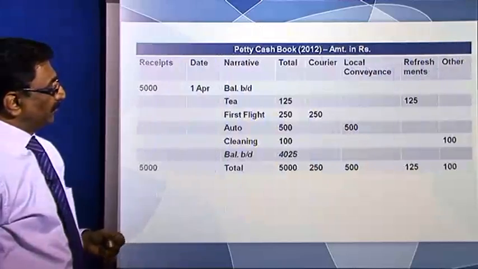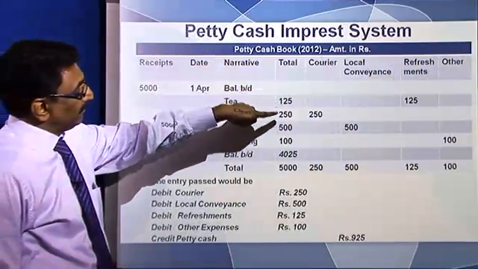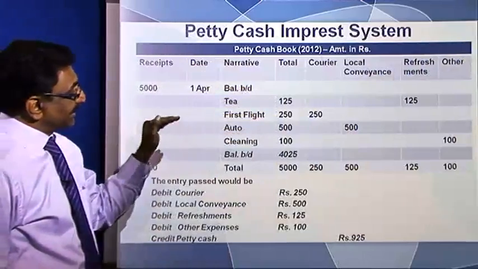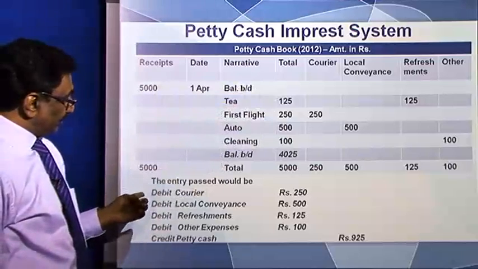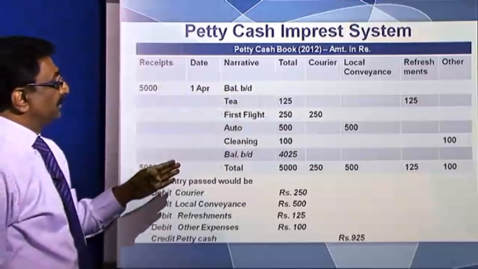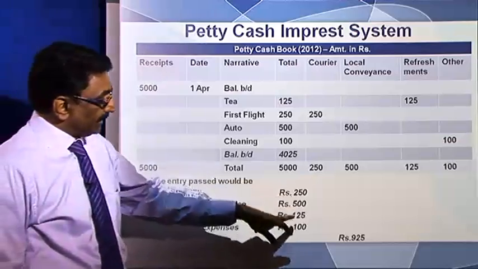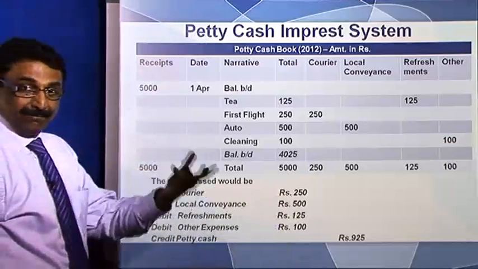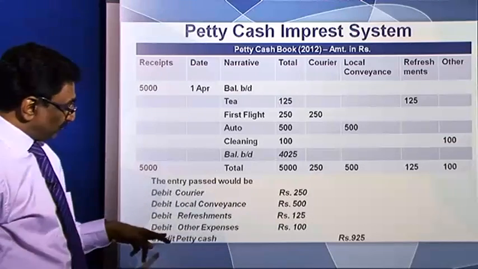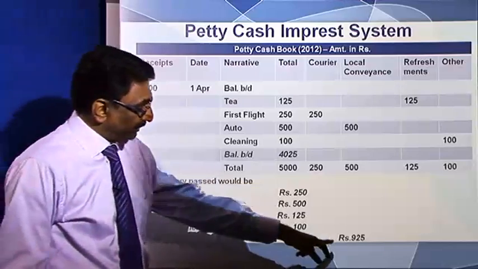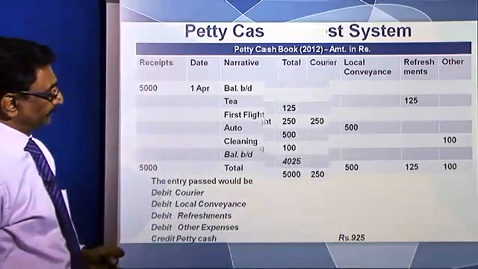Thereafter, if you look at the petty cash book, during the month we had expenses of various kinds. These expenses are to be debited because expenses have increased. So the entry would be debit your courier, your refreshments, local conveyance and other expenses with the respective amounts, and since you are paid out in petty cash, from the petty cash account, which is an asset account that has come down, credit petty cash with the total of the whole thing, rupees 925.